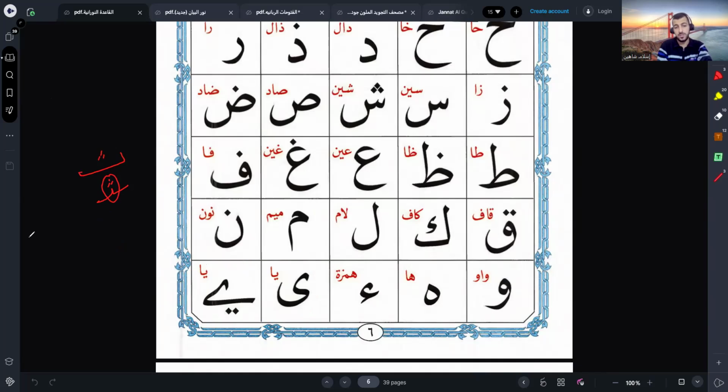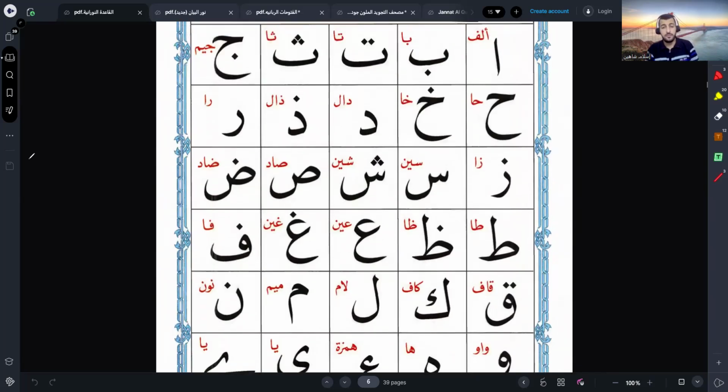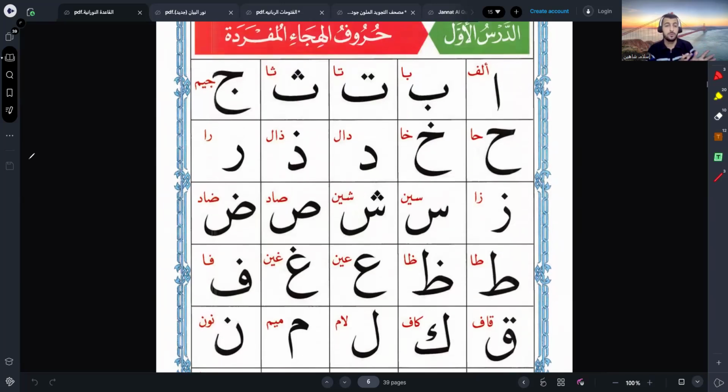Okay, we're going to come to the shapes of the letters right now. But before we move on, let's focus now on a new group of letters. This is actually a rule of tajweed, but we need it right now to make sure that we're pronouncing the letters correctly, which is the heavy and the light letters. So in Arabic, we have one of the groups of letters.